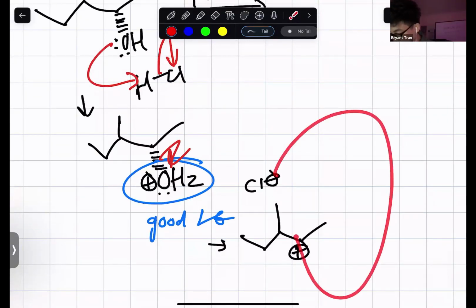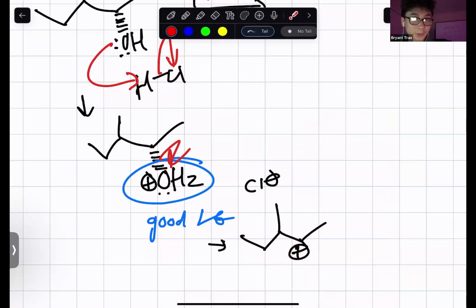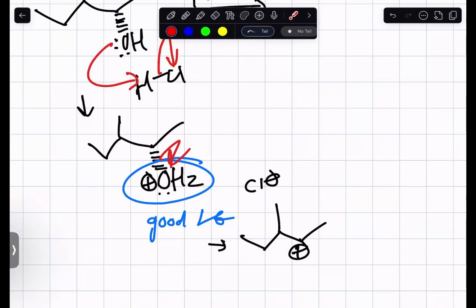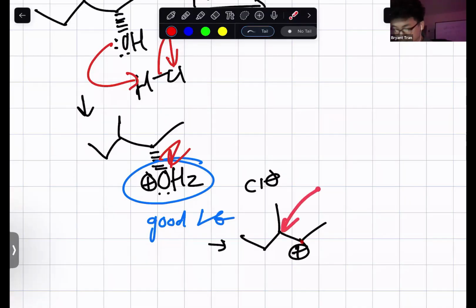So this is the tricky part here. Whenever you form a carbocation intermediate, you always stop and look out for something called a carbocation rearrangement. And that could be in the form of a hydride shift or methyl shift. So the carbocation rearranges to the most tertiary position, this position right here, right?